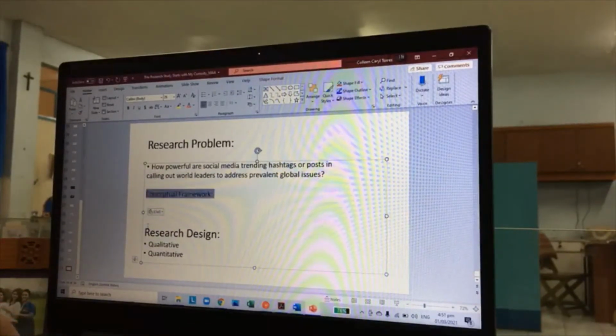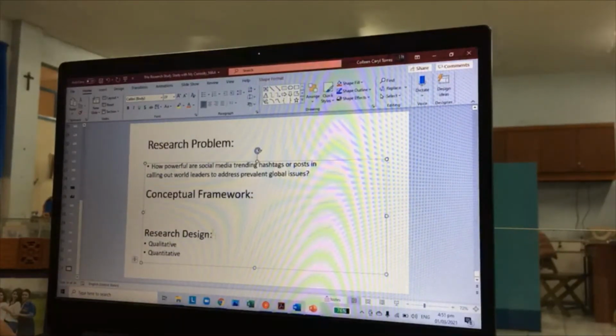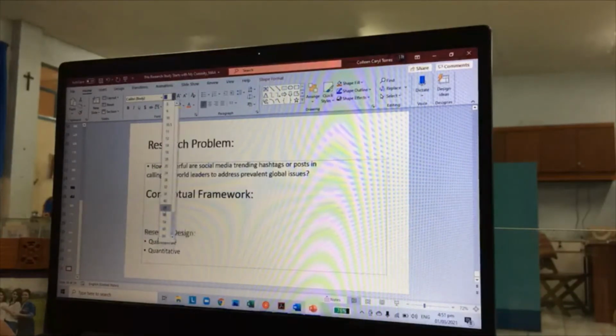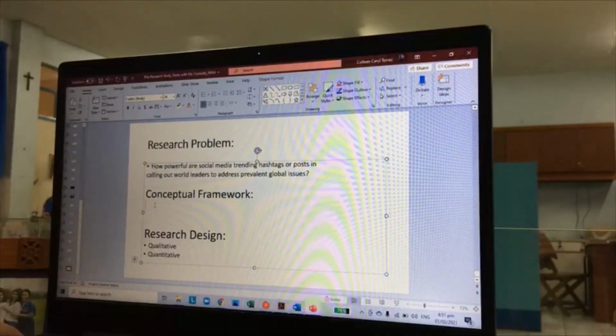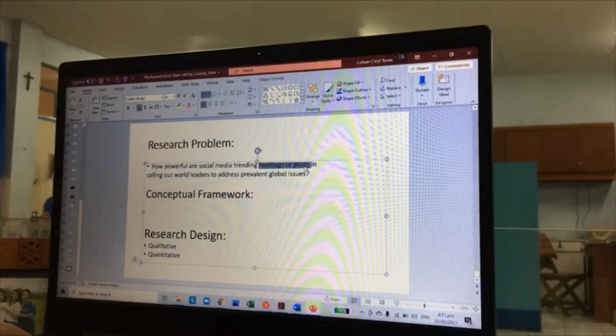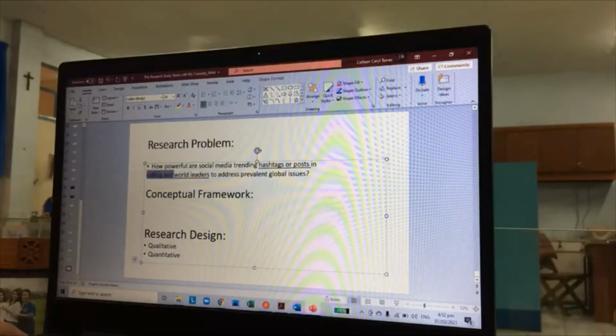So here, supposing that that's the problem, of course, the conceptual framework would be what would be the input, what would we do basically in order for us to, let's look at the keywords. Underline the keywords first: world leaders, call out, address problems, address issues. These are the keywords.